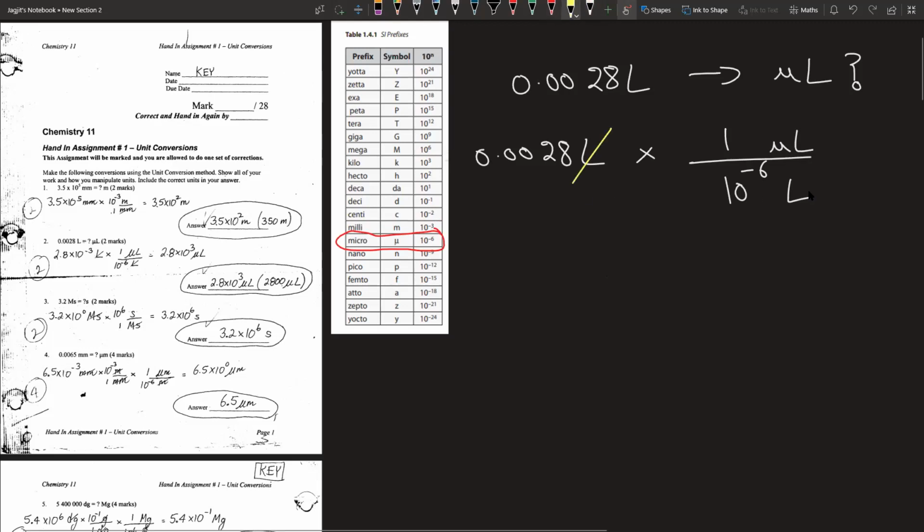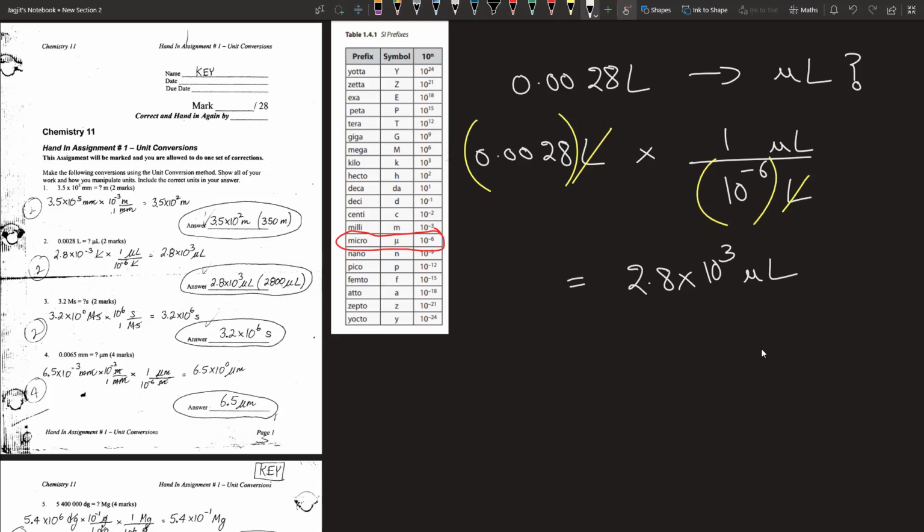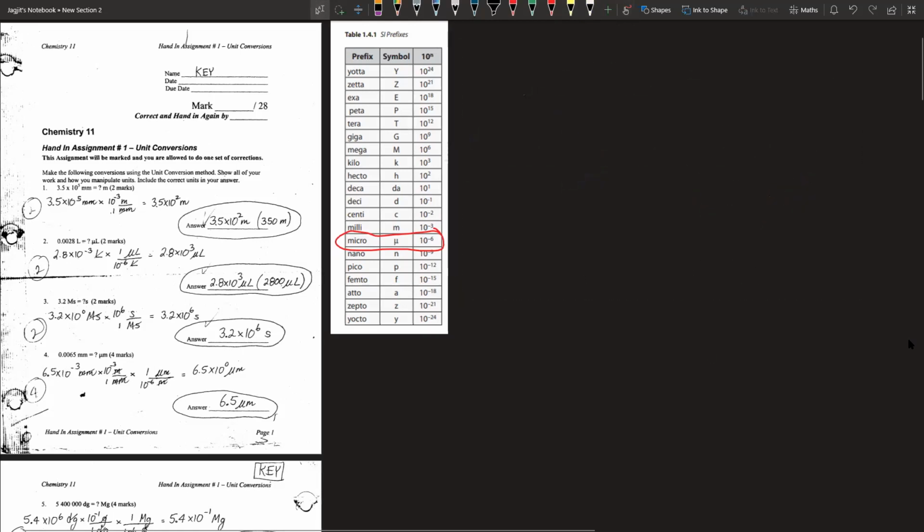What happens then? Liter cancels. And all you have to do is take this number and divide it by 10 to the power minus 6, and you're going to get your answer. If you punch it in properly, you should get 2.8 times 10 to the power 3 microliters. You've converted it to microliters now. Any questions? If at any point you guys have a question, just let me know. Let's have a look at the next one.